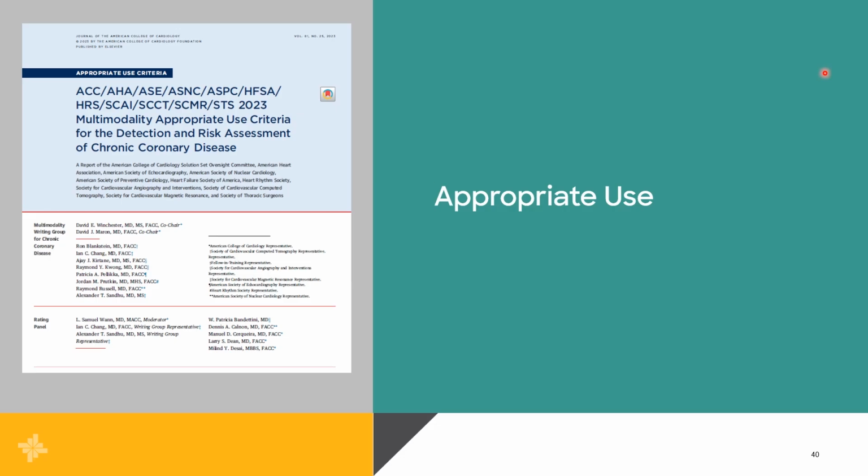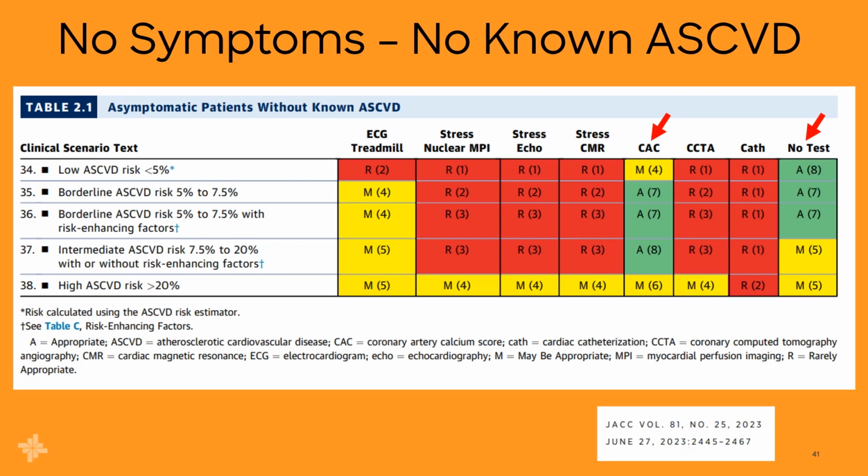A little bit about appropriate use. So these have been incorporated into the 2023 guidelines. And I've pulled out 4 of the tables because I think these are the groups that we see most often and have questions about. Number 1, this is a group with no symptoms. So they're not having chest pain. They have no known atherosclerotic cardiovascular disease.